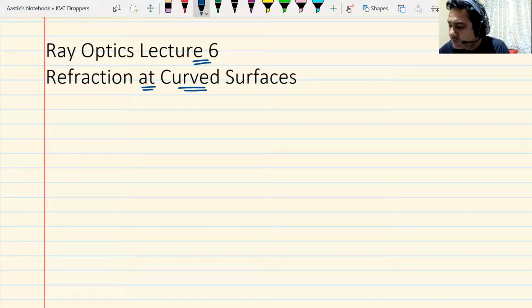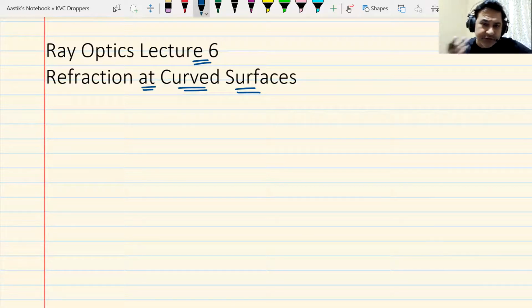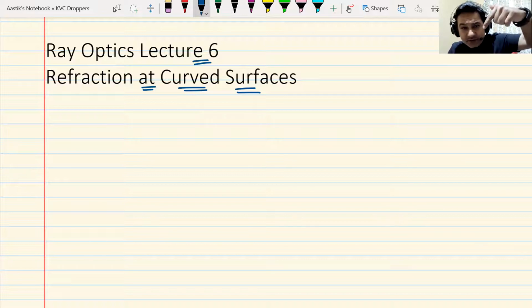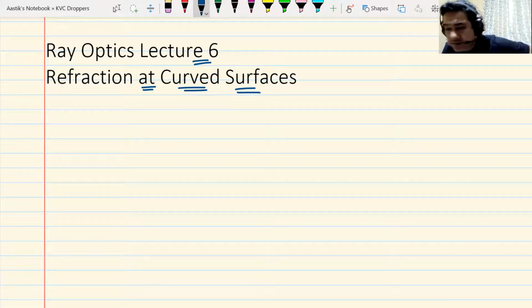This is lecture number 6 in ray optics, and today we are going to start refraction at curved surfaces. Up till now, what we had done was refraction at plane surfaces, whether it was a slab or a boundary between two mediums. When a ray of light goes through a slab, the emergent ray and the incident ray are parallel to each other. The object, if I am watching from the other side, gets shifted. Do we remember this?